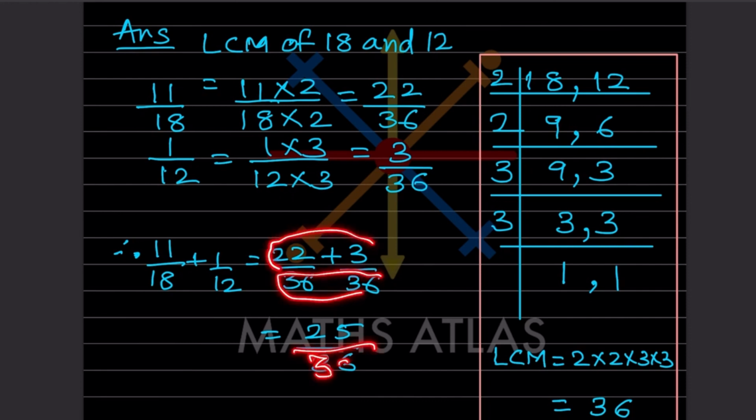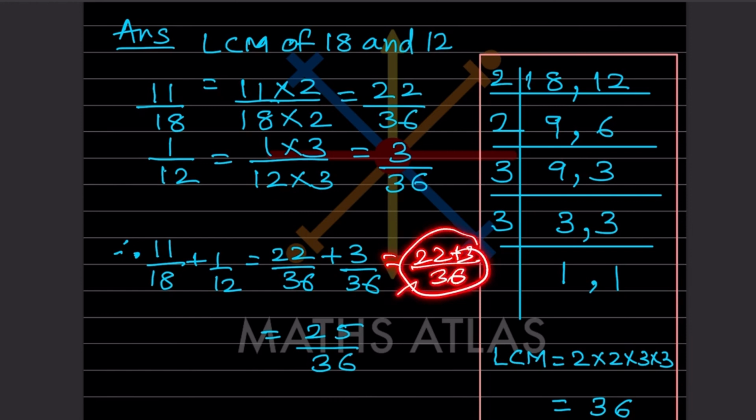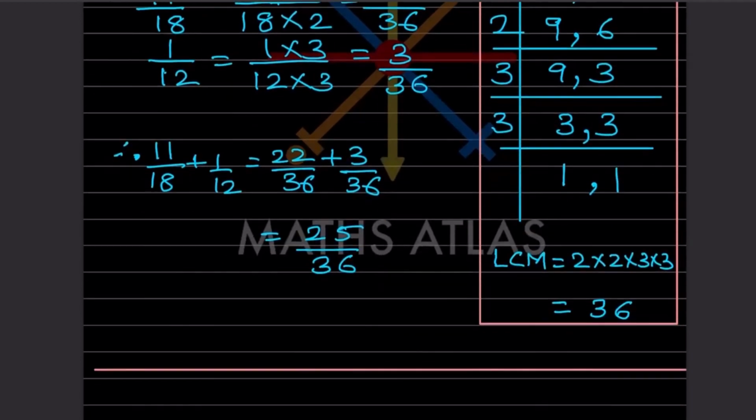And you are going to add the numerator. So if you want, you can also write one step. That is 22 plus 3 divided by 36. And then you can write it 22 plus 3 will be 25 by 36. So you can also add this in one step. So what is the answer? When you add, your answer is going to be 25 by 36. So this is the final answer.